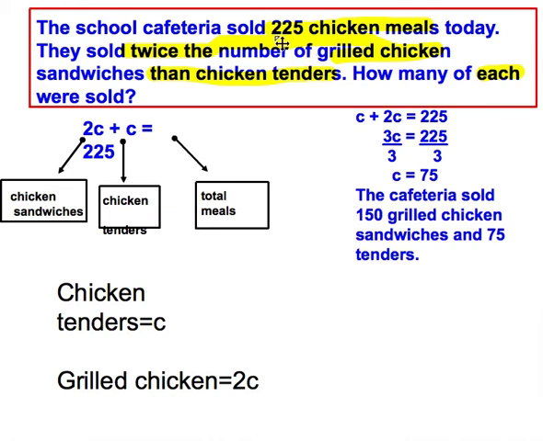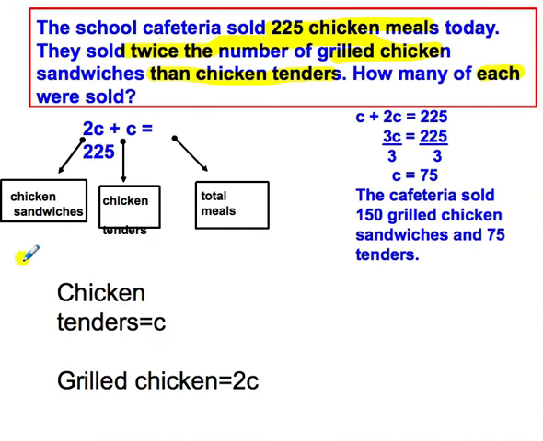We know that there are 225 chicken meals in all, and they sold twice the number of grilled chicken as they did chicken tenders. So we have two separate unknowns here. We have grilled chicken and chicken tenders. We know that the grilled chicken is twice the number of the chicken tenders, but we don't know anything about the chicken tenders. So we're going to make that our variable, and we're going to call that C.